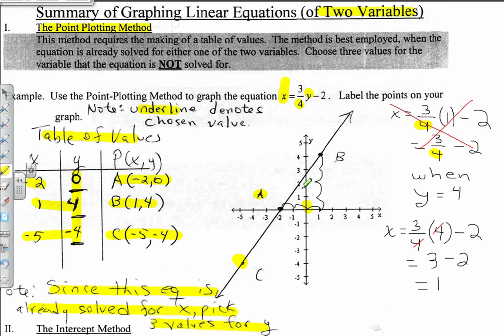If these 3 points end up being what are called collinear, that means they're lying on a straight line, and when I draw my line and it fits right through those 3 points, that means that I did graph my equation correctly. Okay, so that's the first method, the so-called point plotting method. It's a very good method. All you have to do is make sure that you pick three values for the variable that the equation is not solved for. Okay, be sure to look at the next video.